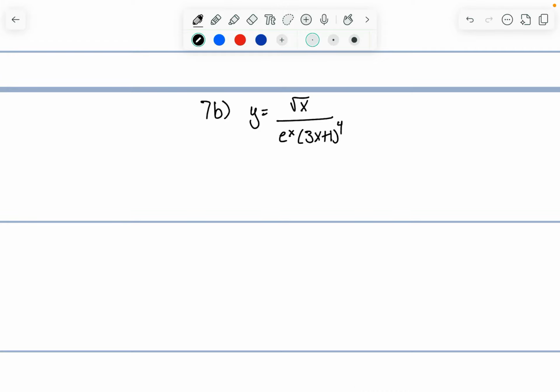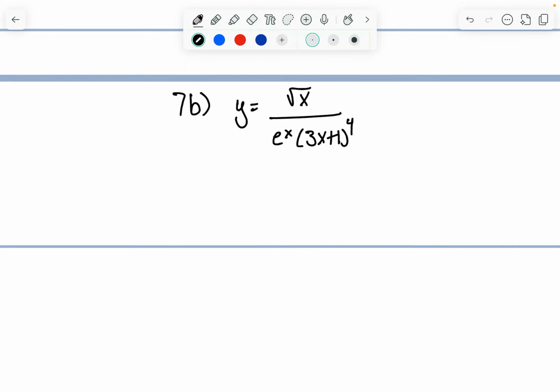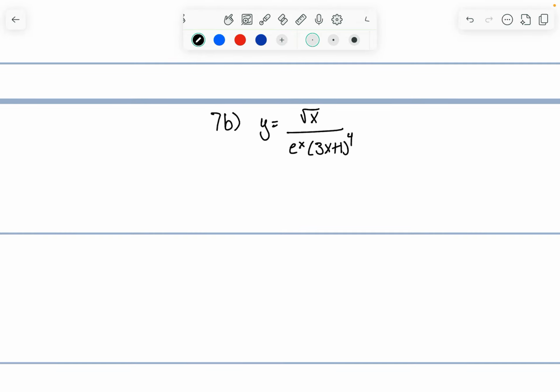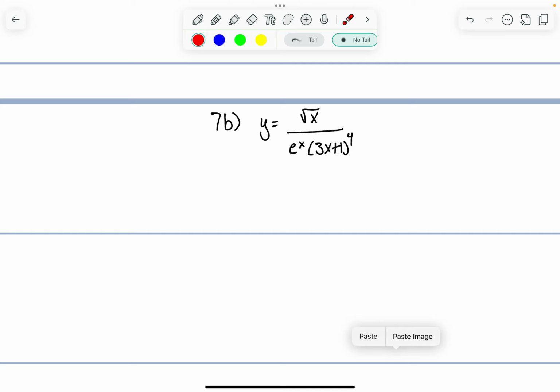Hello, we are doing question 7b from the chapter 3 review. So we're going to start off with a log rule that we learned, and basically this is going to turn into a little subtraction kind of thing. So we're going to add ln to both sides of the equation.